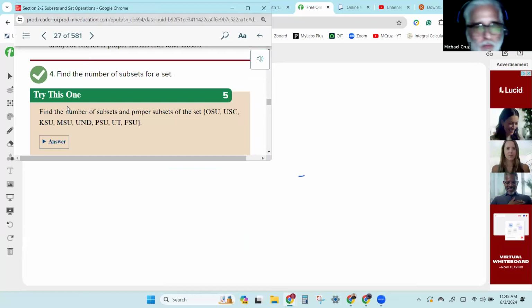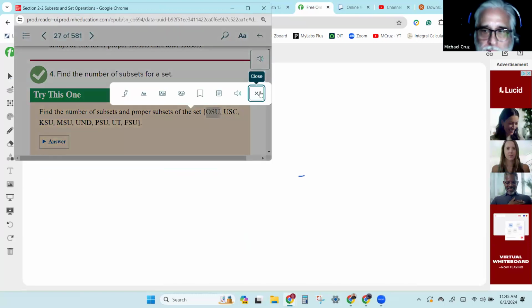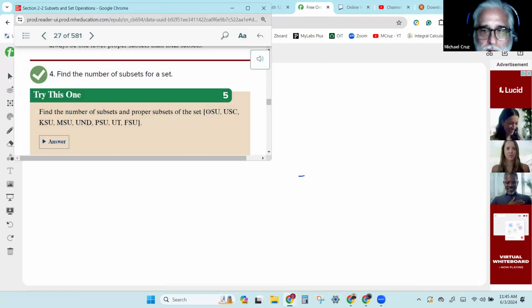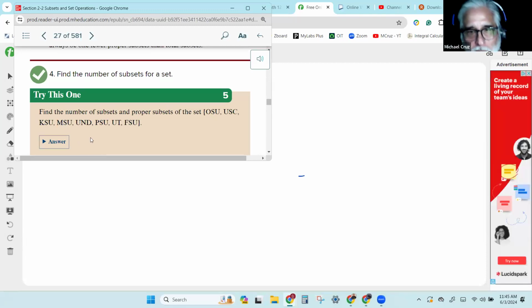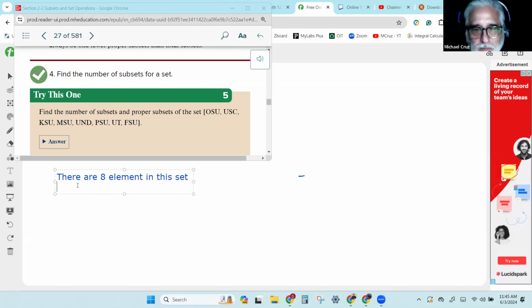With this one, it looks like colleges, like their abbreviations: Ohio State, University of Southern California, Kansas State. I don't know what MSU could be, Missouri or Mississippi. Anyway, it doesn't really matter because we just need to know how many are in here. 1, 2, 3, 4, 5, 6, 7, 8. There are 8 elements in this set. N is equal to 8 is what that means. All right.